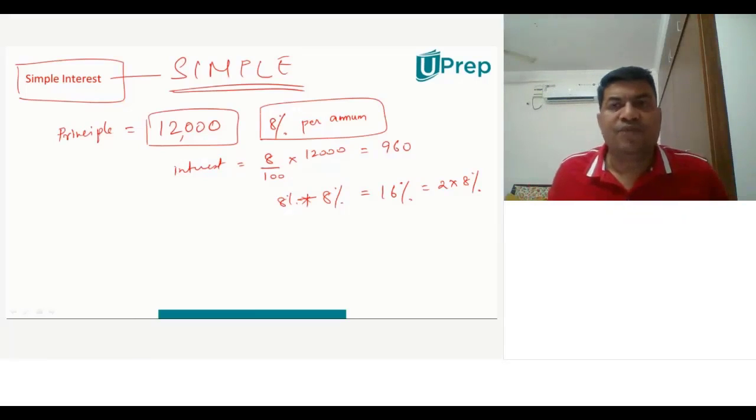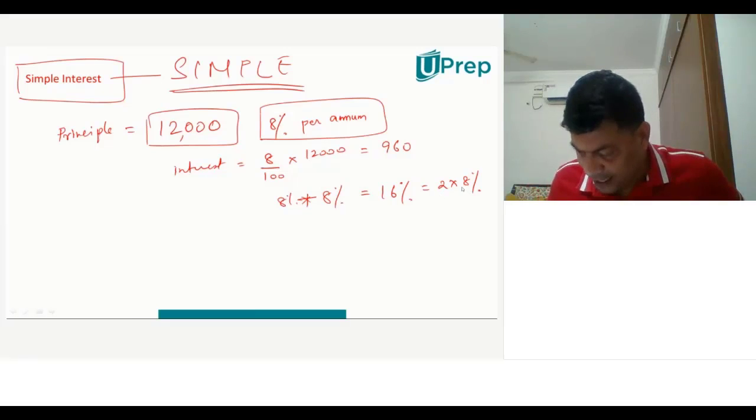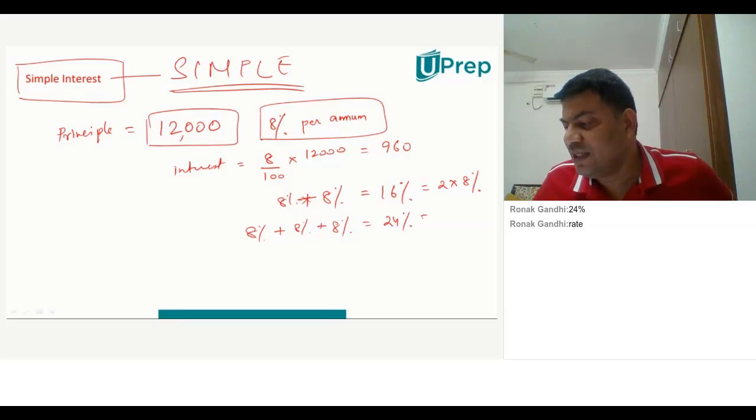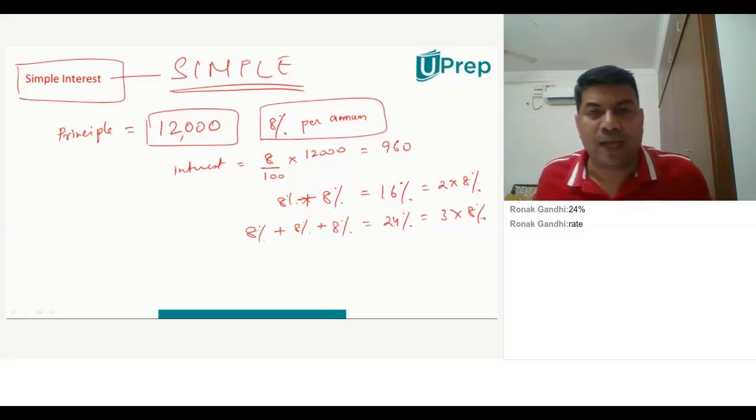Okay, so if I am taking this loan for 2 years, it's 2 into 8%, right? Now, what if I take it for 3 years? So for 3 years, basically, I have to pay 8% interest for the first year, 8% for the second year, 8% for the third year. So effectively, I need to pay 24%. Another way of looking at this is nothing but 3 times 8%, correct? So that's exactly what we are looking at.